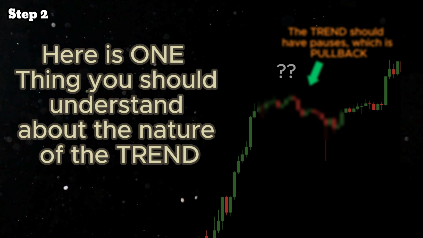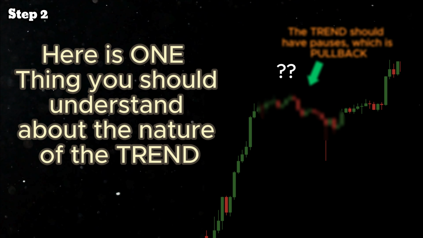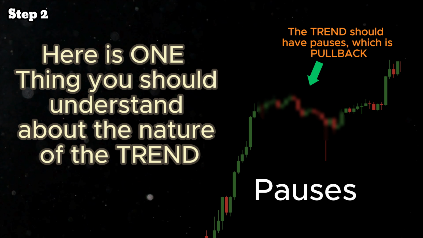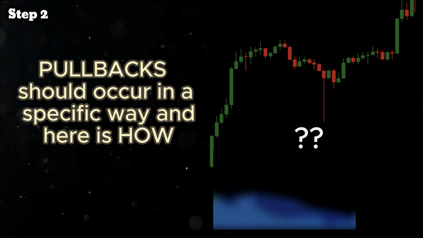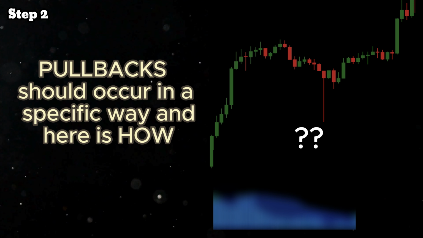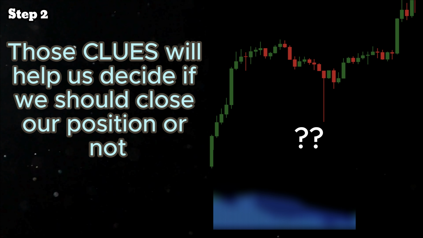One thing you should understand about the nature of the trend to master trend continuation is that the trend should have pauses, which we call pullbacks, and these pullbacks should occur in a specific way in order for us to get clues about trend continuation. And those clues will help us decide if we should close our trade positions or not. And here are those clues.